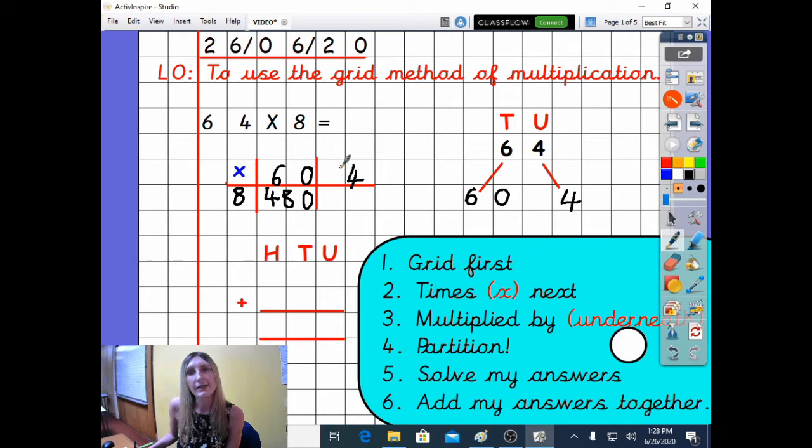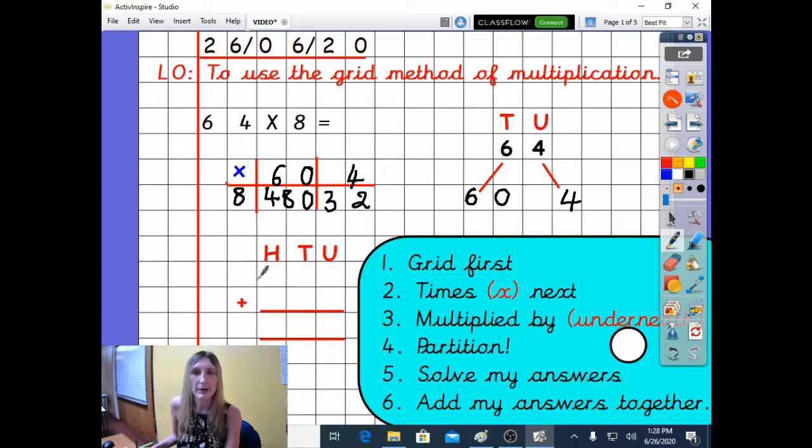Then we do 8 times 4. We all know what 8 times 4 is, because we know our 4 times table and our 8 times table in year 3. 8 times 4 is 32. So now we've got two answers to these two parts of the multiplication. What we do with those is add them together to get a final answer.